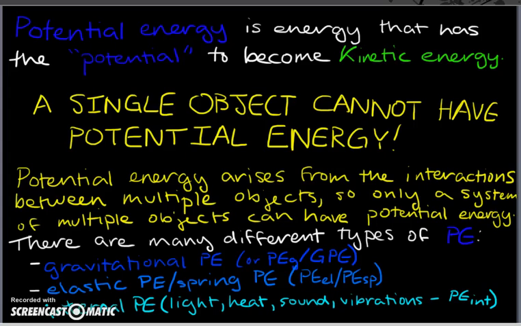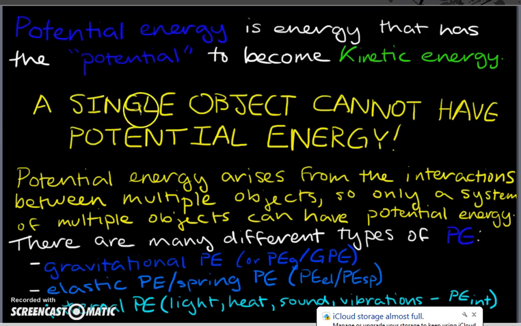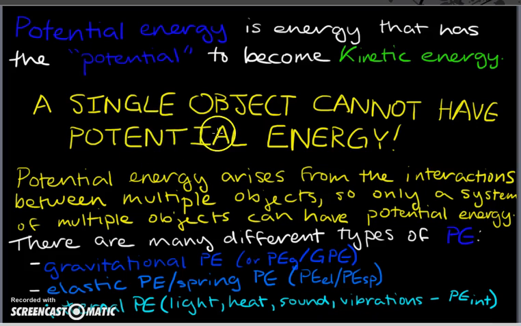Potential energy is energy that has the potential to become kinetic energy. This is very important, which is why I wrote it in all caps. A single object cannot have potential energy, no matter what kind of potential energy. Potential energy arises from the interactions between multiple objects, so only a system of multiple objects can have potential energy.